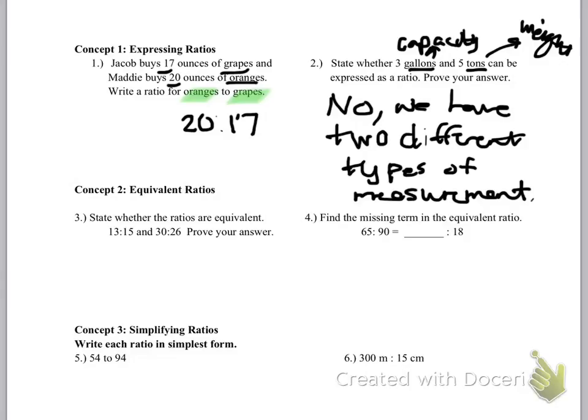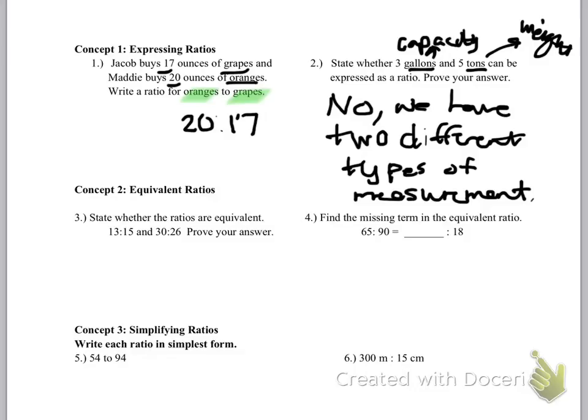Okay, concept number 2 is writing equivalent ratios. It says state whether the ratios are equivalent. So we have two different ones. We have 13 to 15 and 30 to 26. A thing that a lot of people want to do is they want to check the 13 to 30 and then they go ahead and try to check the 13 to the 26. My suggestion is to go in simplest form. Any that are not in simplest form, put in simplest form, and then you'll be able to tell if they're equal or not.